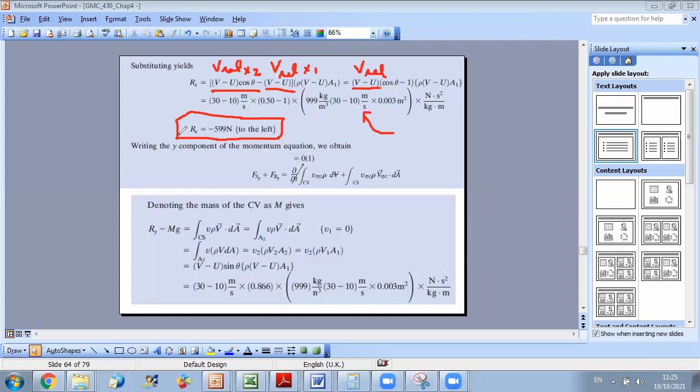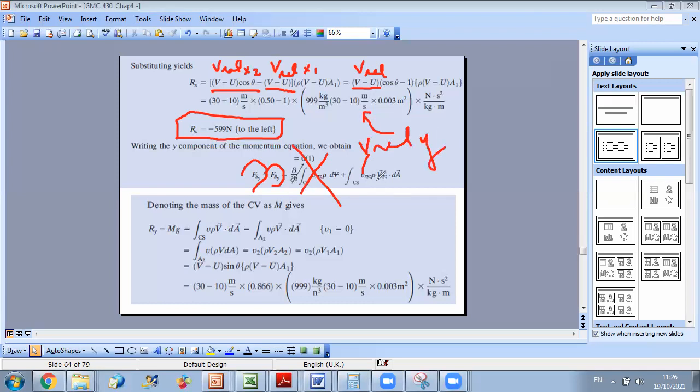Now along y, okay, if we apply the momentum equation along y, same procedure. Okay, we have surface forces plus body forces along y equal to the transient term, which is 0 because it's a steady problem, plus the integral over the control surface. Now we need to take the velocity in y, okay, so we need to take the V relative in y.